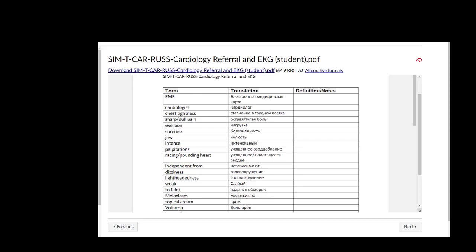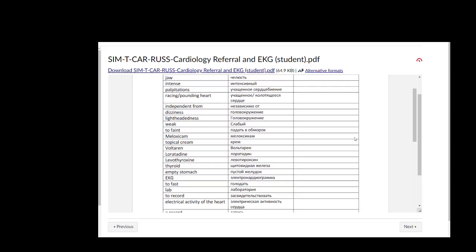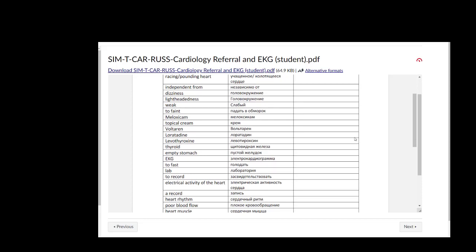Dizziness, lightheaded, lightheadedness, weak. Have you ever fainted? Do you ever feel like you are going to faint? The name of a medication, meloxicam. Meloxicam. Topical cream. Remember, topical cream means cream that goes over the skin. The name of another medication, Voltaren.